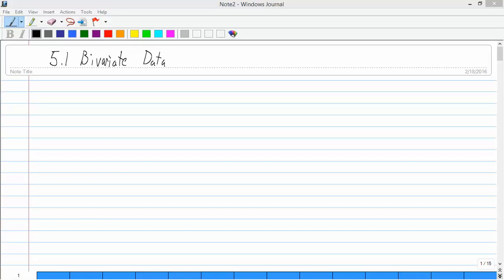Alright, Chapter 5 starts off with bivariate data. So, what is bivariate data? I'm actually going to define bivariate data and univariate data together.